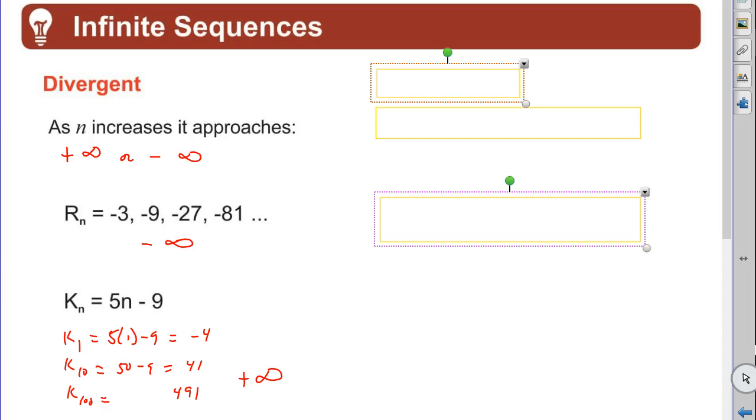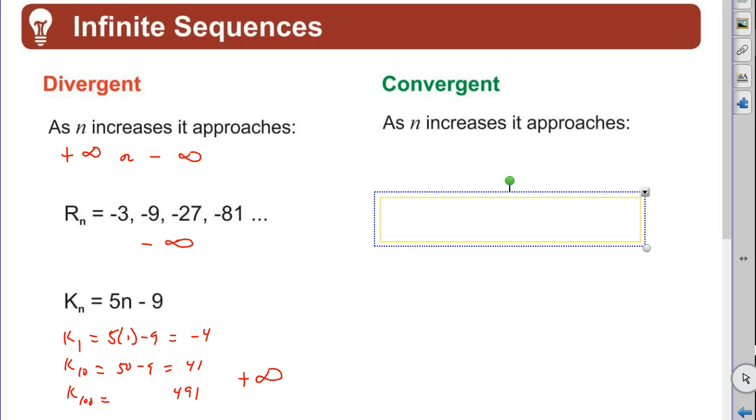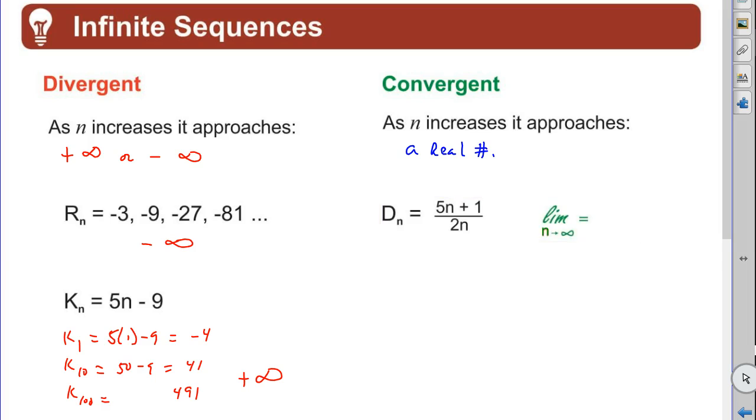Okay, so divergent was one possibility, therefore convergent is the other. Convergent. All right, so what's the difference in the look? Well, convergent infinite sequences approach a real number. It doesn't approach infinity. It approaches a real number like 7, 3, -4, -11, etc. Those kinds of possibilities.